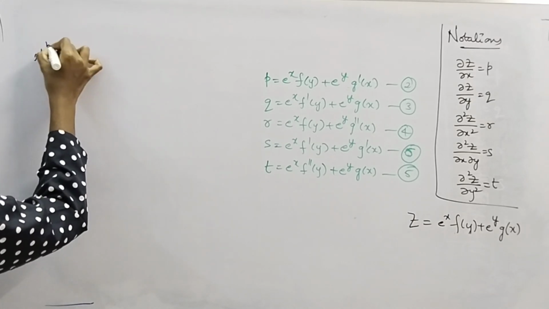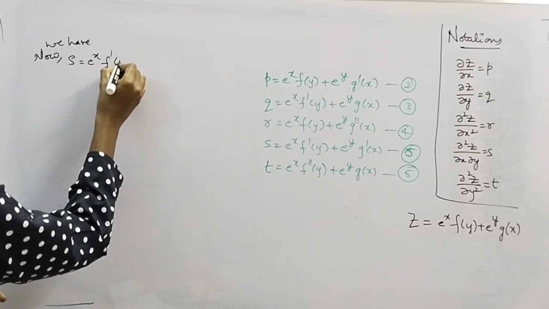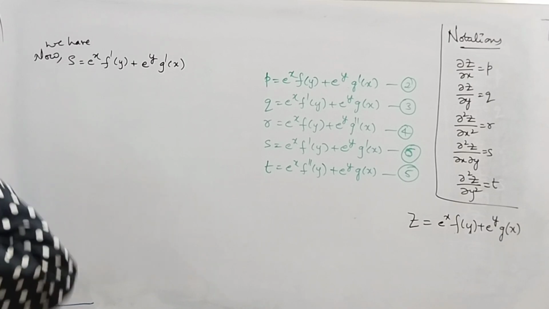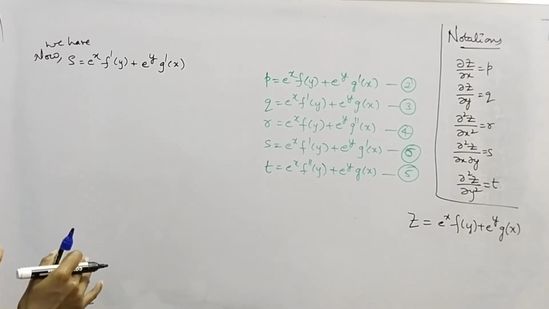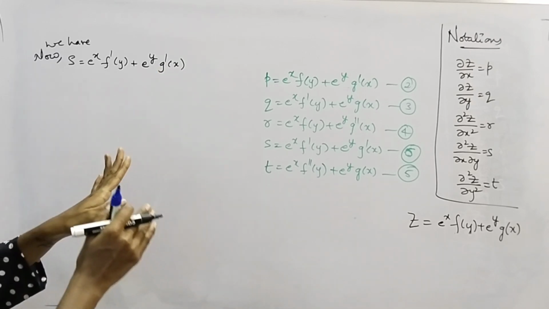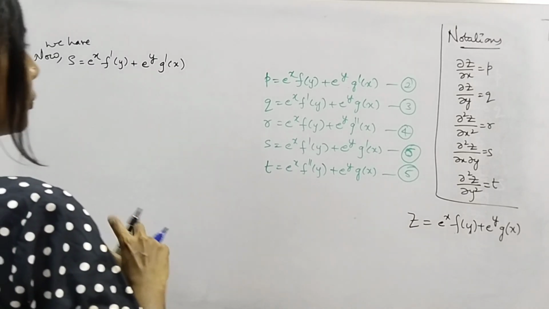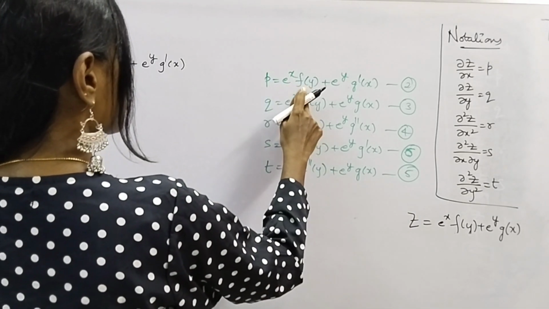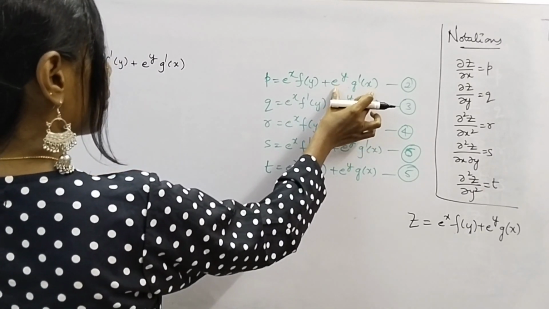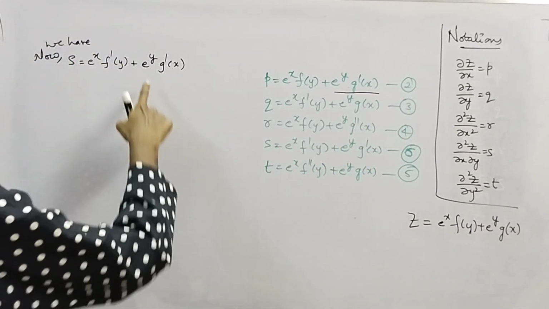s equal to e power x f dash of y plus e power y g dash of x. In order to find the partial differential equation from this, we need to eliminate f dash and g dash, right? So I'll observe the remaining. Actually I have observed all this and I have fixed what to do. Fine, now if you notice, you have p equal to e power x f of y plus e power y g dash of x. From this you can find the value of e power y g dash of x, right, which we need.